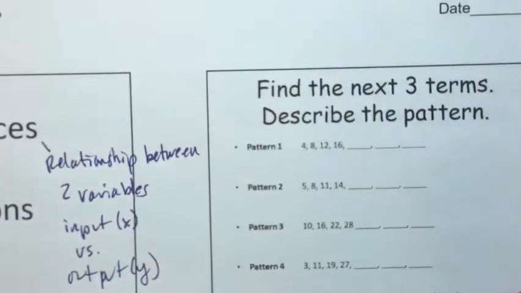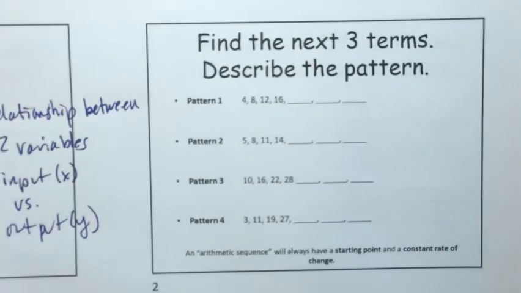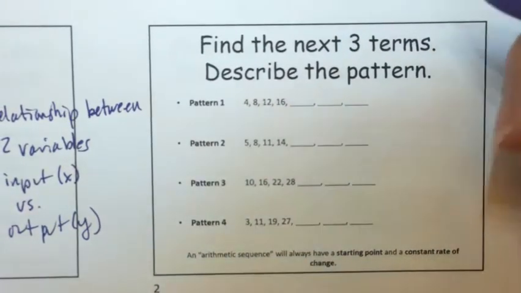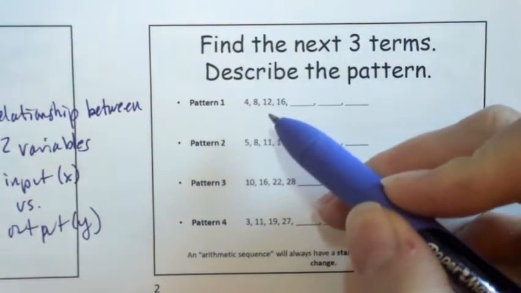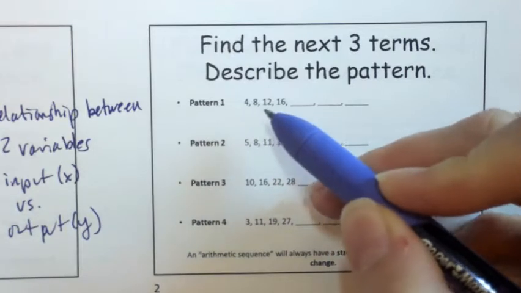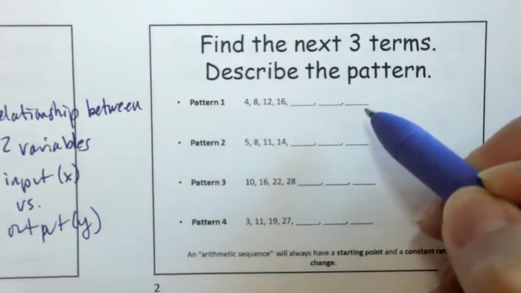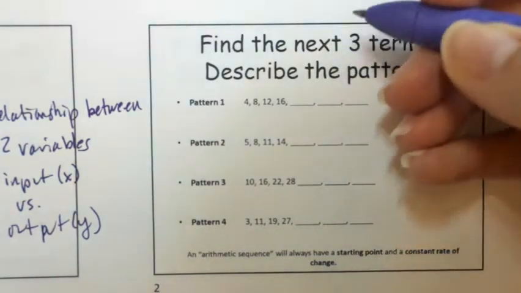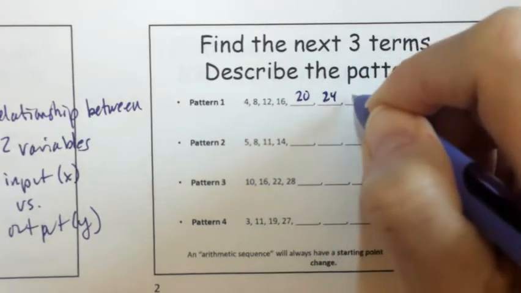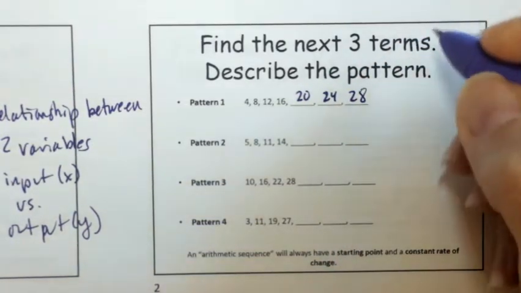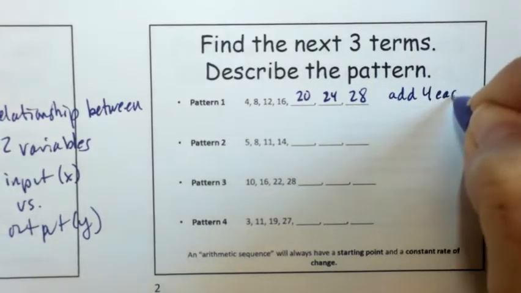We can describe these with what's called an arithmetic sequence, arithmetic pattern. So let's talk about some patterns that we see. Take a look at these numbers and see if you can see the pattern. And if you can, give me the next three numbers. Hopefully you found it's 20, 24, and 28. So what are we doing each time? We're adding 4 each time.